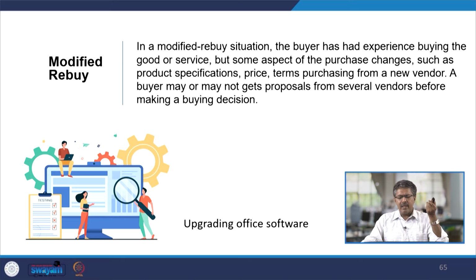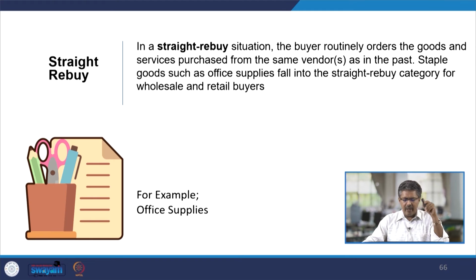Similarly, in a modified rebuy, the buyer has experience buying the goods or services, but some aspect of the purchasing has changed now. So, the product specification has changed, or the terms and conditions have changed, or the company wants to go to a slightly new kind of design, not a completely new design, but a slight improvement in the design, and the existing supplier may or may not be in a position to supply it. So, in that case we go for a modified rebuy. For example, when we are upgrading your office software, that is a case where you go for a modified rebuy.